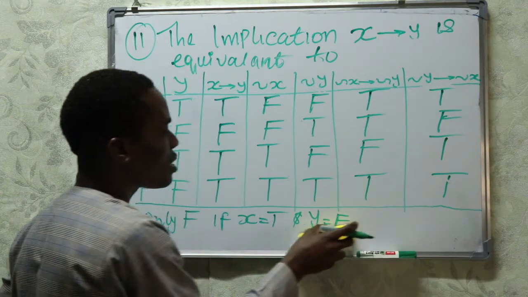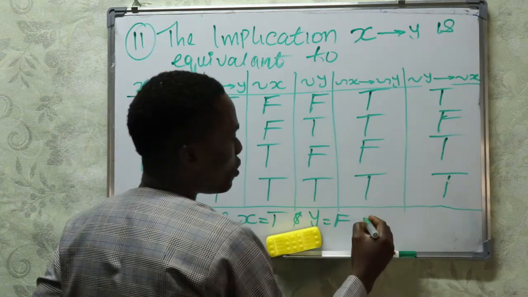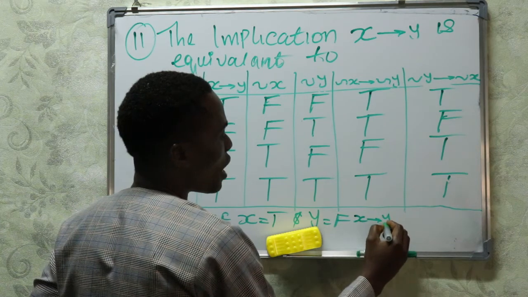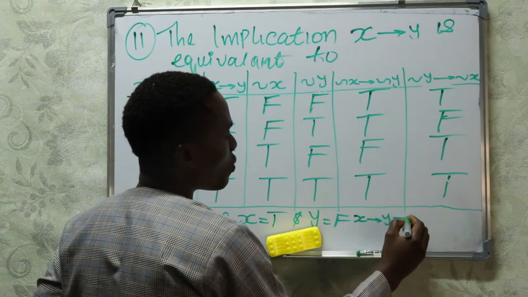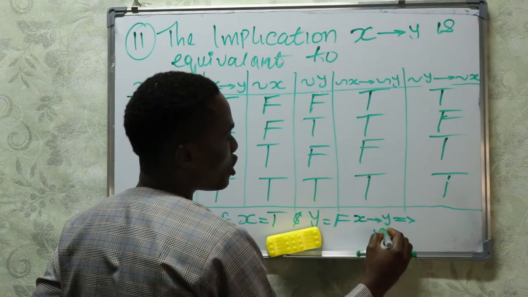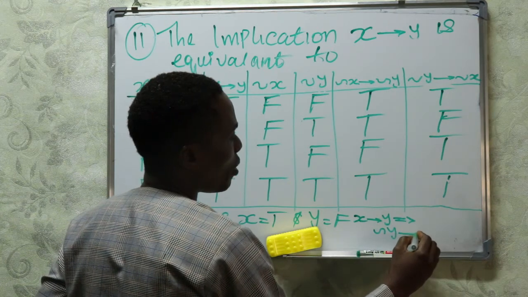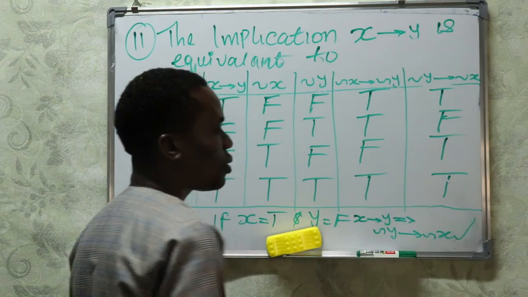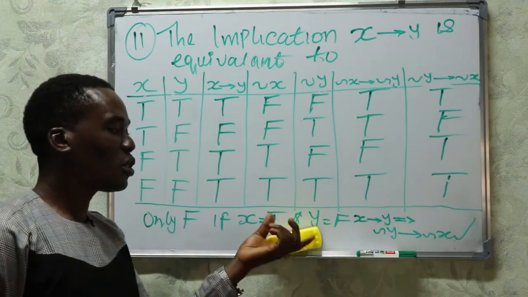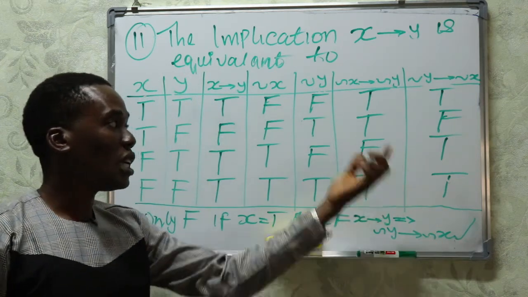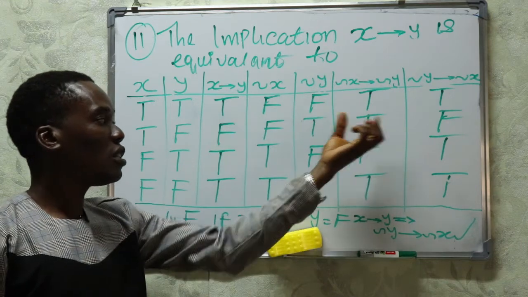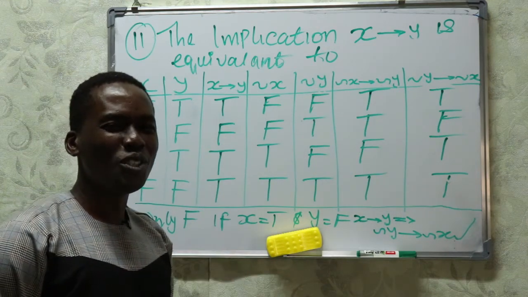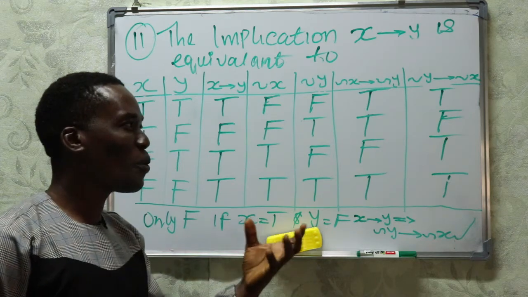So that means x mapping y is equivalent to negation of y mapping negation of x. That's the correct answer. And if you check the options, you are going to see the option there. This option is also there, but it's not equivalent to this. It's a lengthy solution, you know, but I want you to look at how we go about the solution on logic.